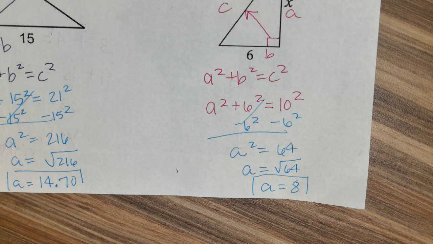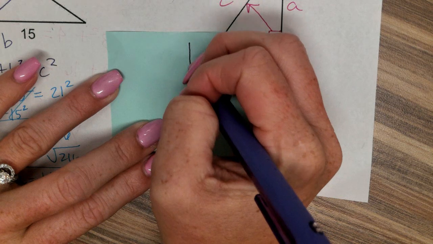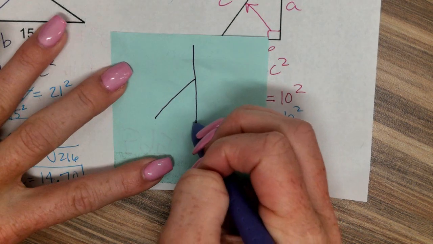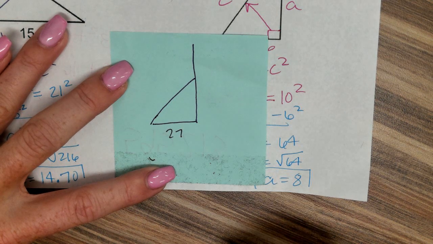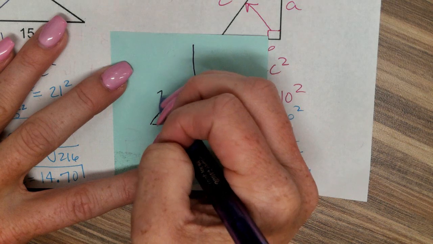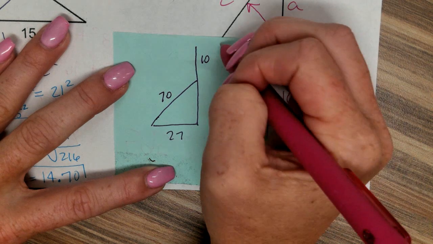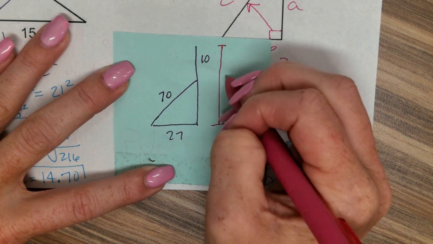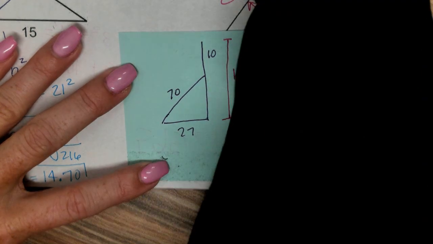Everybody got it right? Are there any questions? Now, could you apply this if I gave you a problem and it took it to the next step? For example, what if there was a picture that looked like this? And it told you this was, I'm going to make this up, 27, and it told you this was 70, and it told you this was 10, and it wanted the height from here to here. Would you be able to figure this out? Yeah. So tell me what you're thinking.